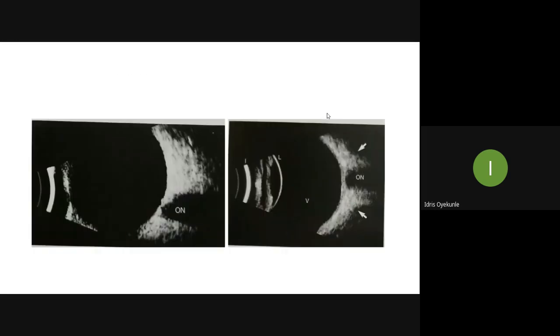So here, this is a normal. This is an axial scan and this is a longitudinal scan. So this is what you see normally. This is how the V-shaped optic nerve shadow looks.